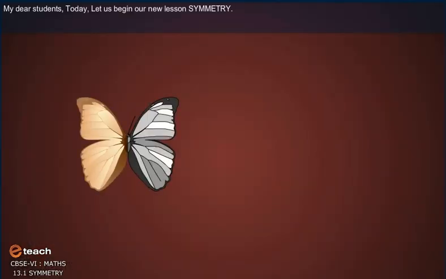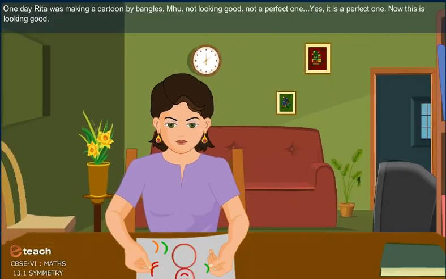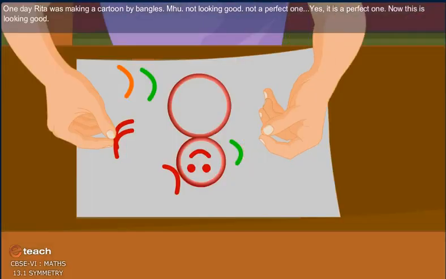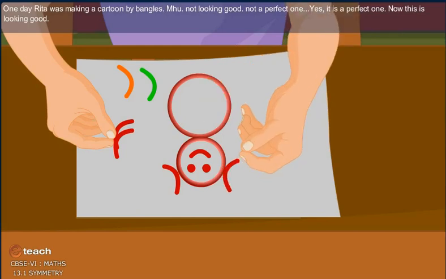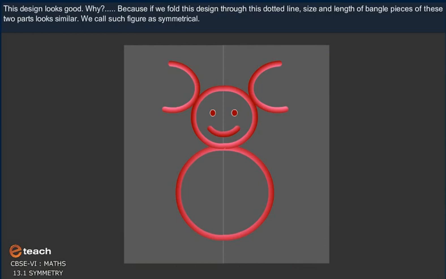My dear students, today let us begin our new lesson, Symmetry. One day, Rita was making a cartoon with bangles. Not looking good. Not a perfect one. Yes, it is a perfect one. Now this is looking very good. This design looks good. Why? Because if we fold this design through this dotted line, the size and length of the bangle pieces of these two parts look similar. We call such a figure symmetrical.